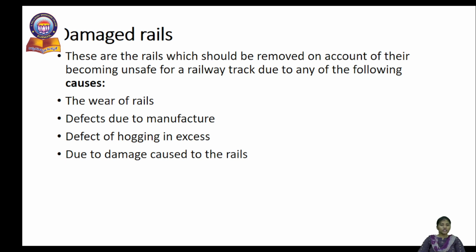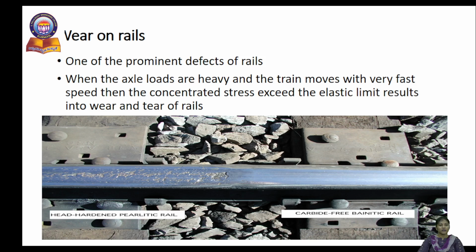So next, damaged rails. A damaged rail is nothing but a rail that is completely damaged. The main remedial measure for this is that you can completely remove the rail section and replace it with a new one. The causes are wear of rails, defects due to manufacture, hogging in excess, and damage caused to the rails.